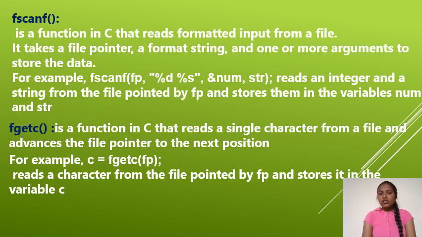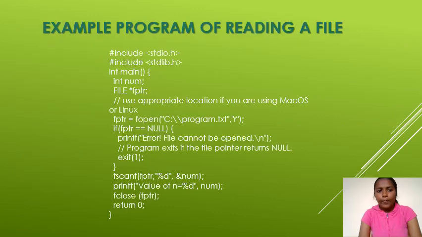fgetc is a function in C that reads a single character from a file and advances the file pointer to the next position. For example, c = fgetc(fp) reads a character from the file pointed to by fp and stores it in the variable c. Next is the example program of reading a file.